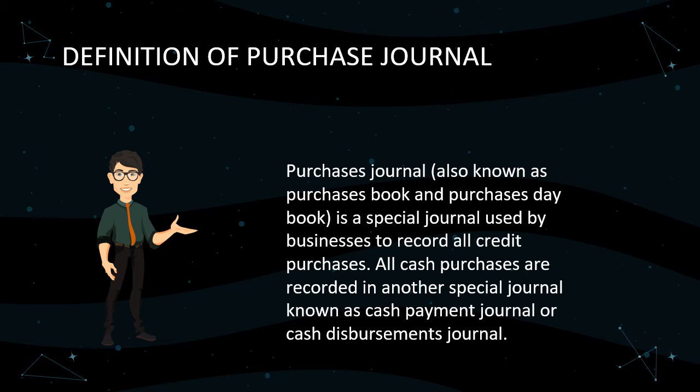Now, the definition of purchase journal. Just like what I said before, purchase journal is a special journal used by businesses to record all the credit purchases. All cash purchases are recorded in another special journal known as cash payment journal or cash disbursement journal.